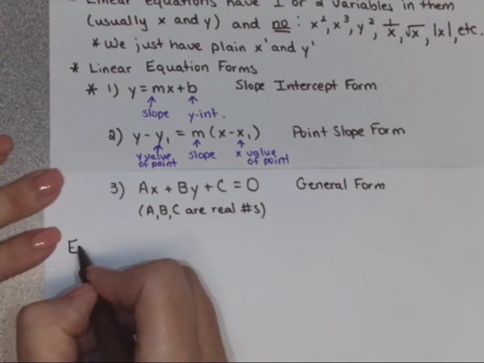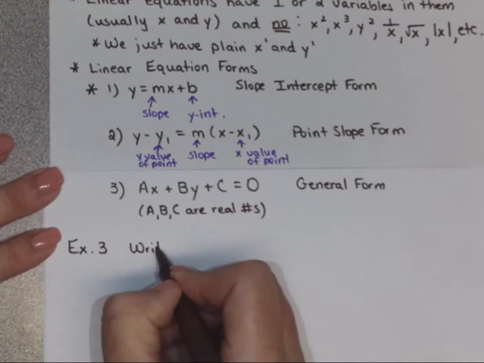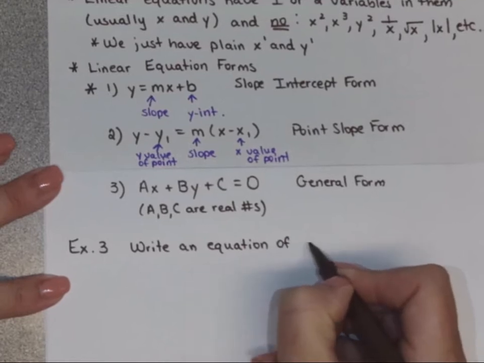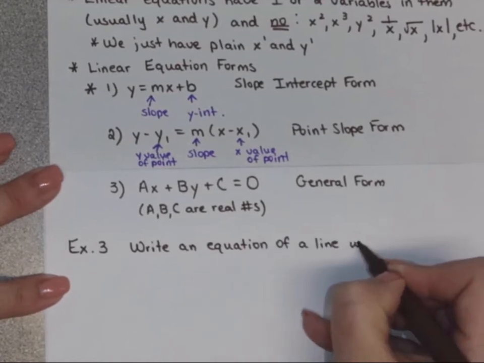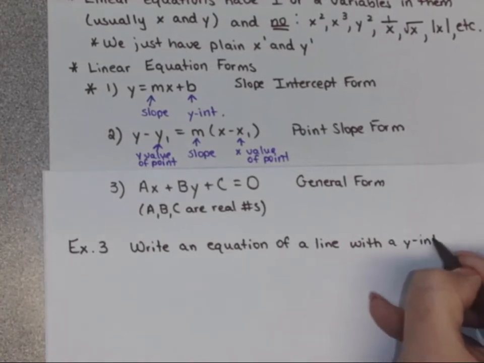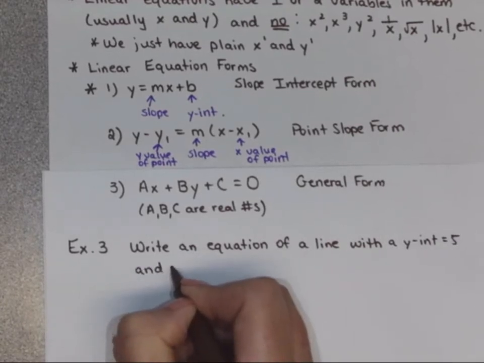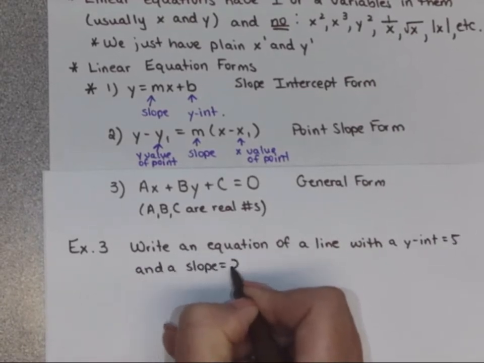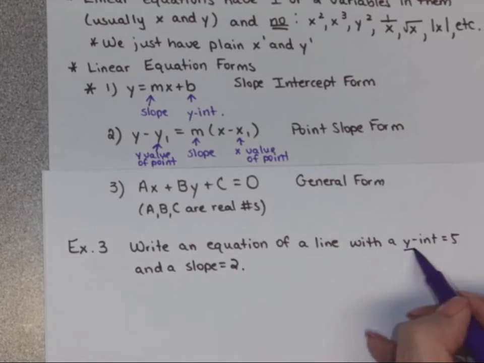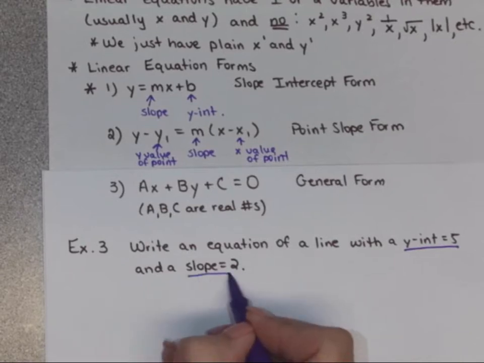Okay, so keeping these three forms in mind, we're going to do a few examples where I give you different information and we have to decide which equation form we want to use in order to come up with an equation of a line. Let's say I asked you to write an equation of a line with a y-intercept of 5 and a slope of 2. I've got three choices, really only two because I hardly ever pick general form. What I like to do is underline the information I was given: the y-intercept was 5, and the slope was 2.